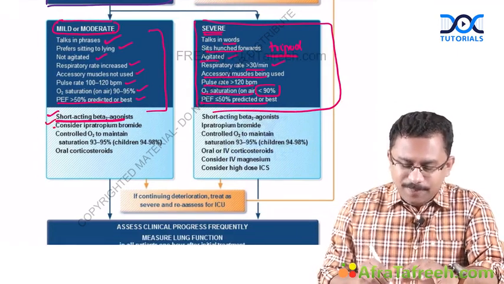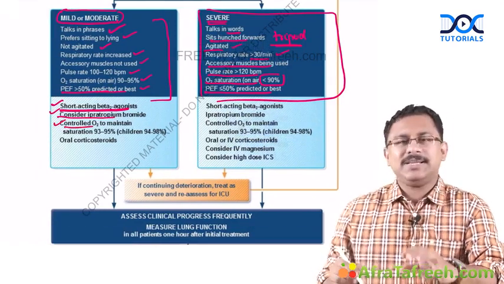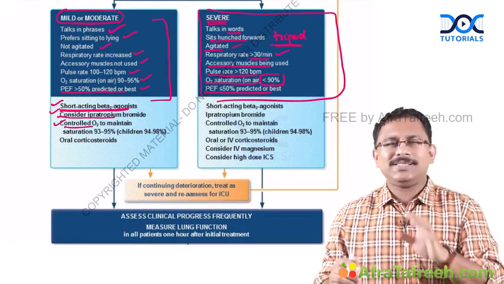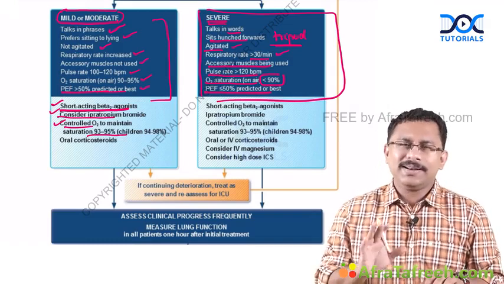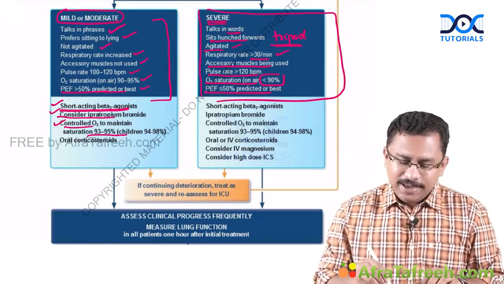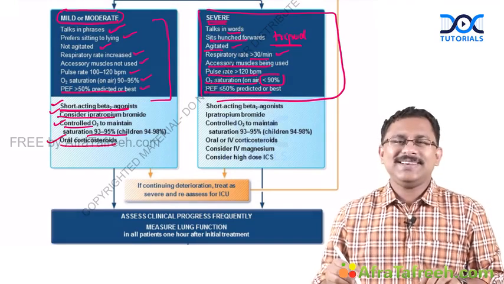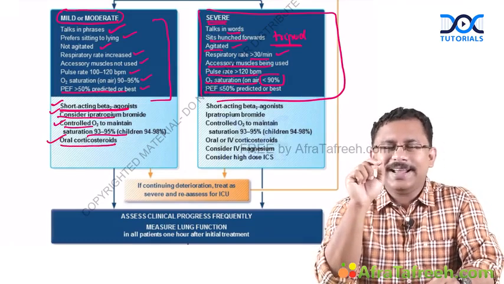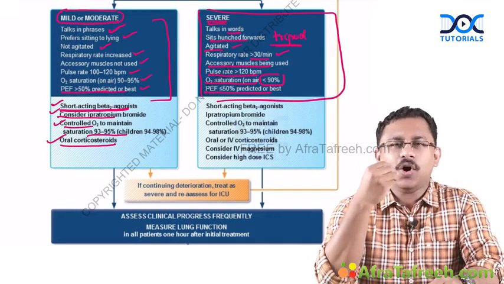You can go for ipratropium, the anticholinergic. Yes, you have got to give the patient a continuous supply of oxygen. So you have got to maintain the oxygen saturation at around 95%. You try to maintain at around 95%. Guideline says 93 to 95. And you start the patient on oral corticosteroids. So remember, oral corticosteroids.